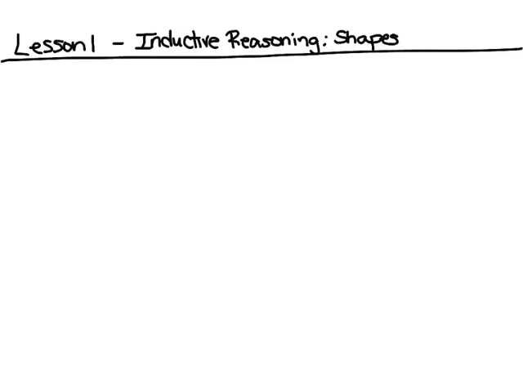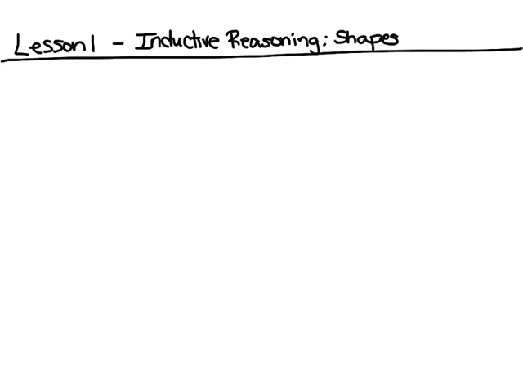Lesson 1, Inductive Reasoning, Shapes. So inductive reasoning is drawing a general conclusion by observing patterns and identifying properties in specific examples. So you're noticing something and you're coming up with an idea about that, and that idea is called a conjecture. So a conjecture is a testable expression that is based on available evidence but not yet proved. So nothing is proved mathematically, but it is a conjecture.